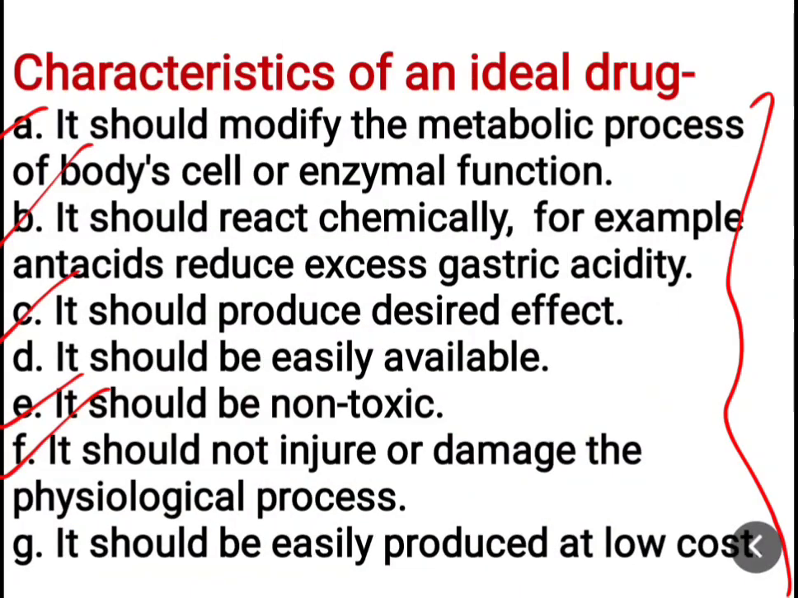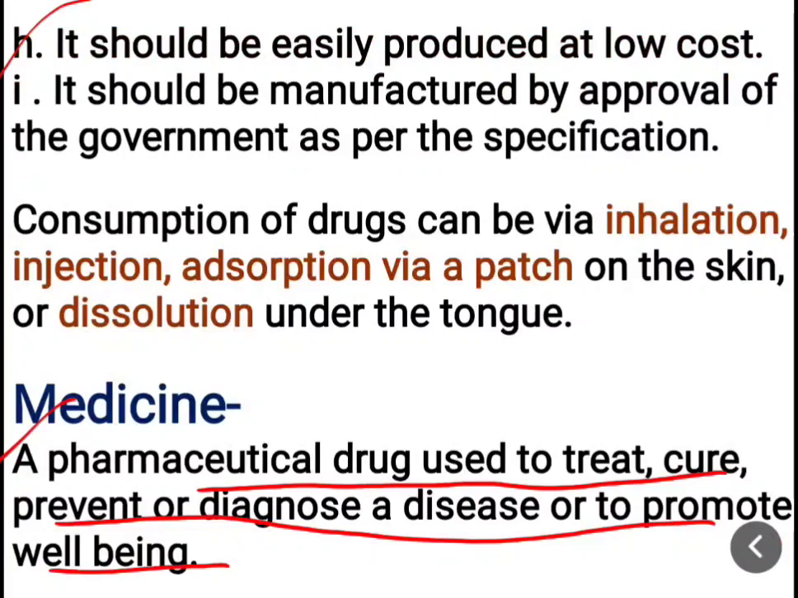Characteristics of an ideal drug: it should modify the metabolic process, body cells or enzyme malfunction. It should react chemically. It should produce the desired effect. It should be easily available. It should be non-toxic. It should not injure or damage the physiological process. It should be easily produced at low cost. And it should be manufactured with the approval of the government as per the modification. So that is termed as an ideal drug, meaning a good drug or excellent drug.